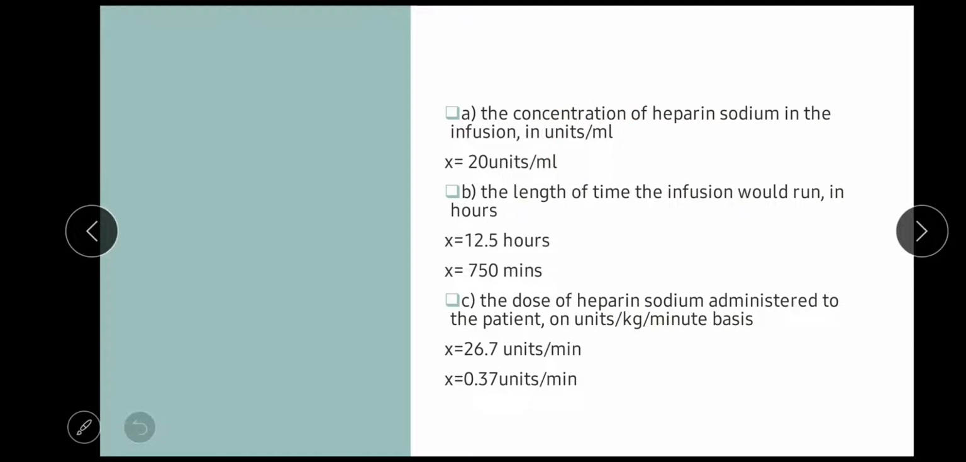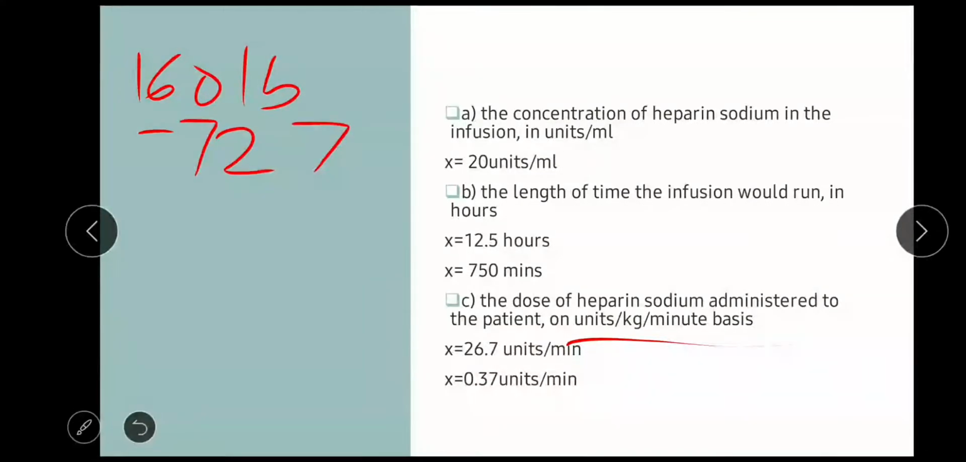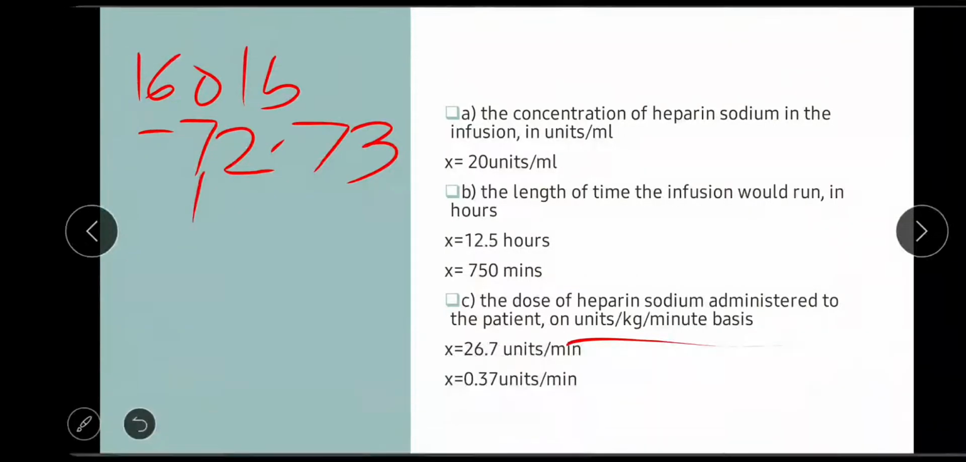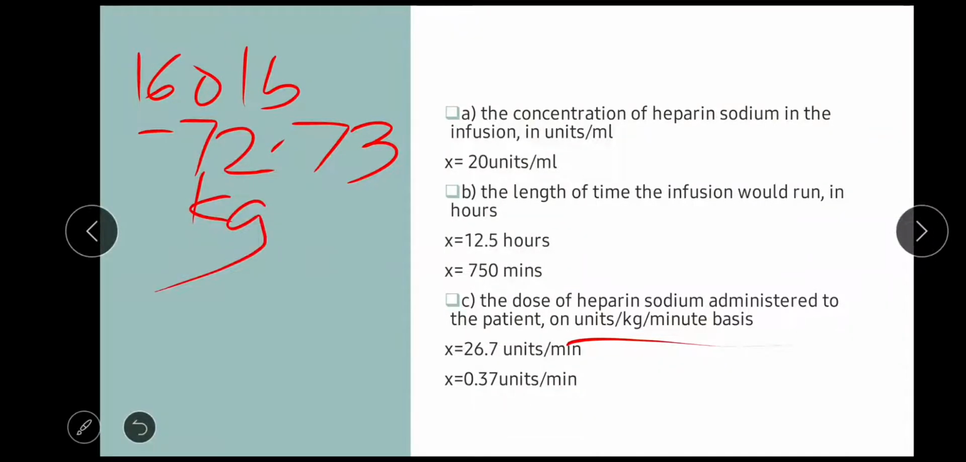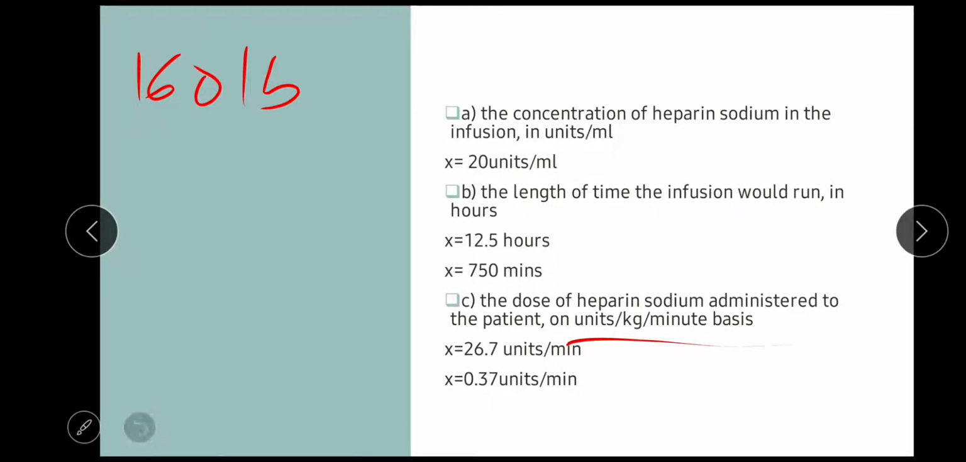So, to compute naman yung letter C, the dose of heparin sodium administered to the patient on units per kilogram per minute basis, yung 160-pound patient, ko-convert natin in kilogram, 72.73 kilogram. Then, yun yung gagamitin natin. Then, para makuha natin, paano nakuha tong dalawang to, first nating hanapin yung unit per minute.